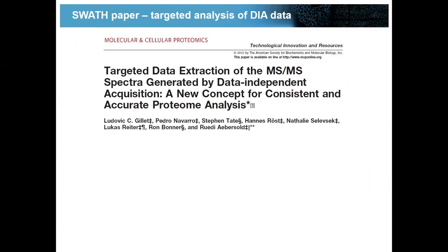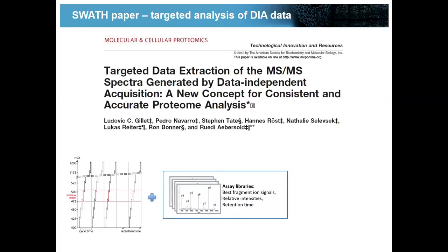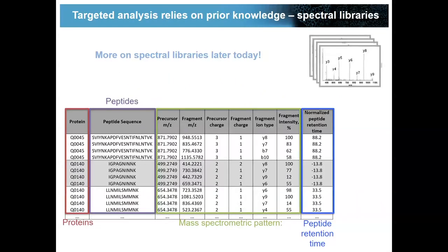And so this concept of doing targeted data extraction was published in 2012, in this paper from Ludovic Gillet, who will be here tomorrow. The high-level concept there is that we take this complex DIA data, which is difficult to interpret, but we build in prior knowledge. We say we know something about the peptides that are likely to be in this sample, and we're going to selectively extract that information with reference to the information that we already know about these peptides. Then we hope we can get back to something that looks like the quality of SRM data. That was the point of this paper, and this is the concept that we've been trying to push since then.